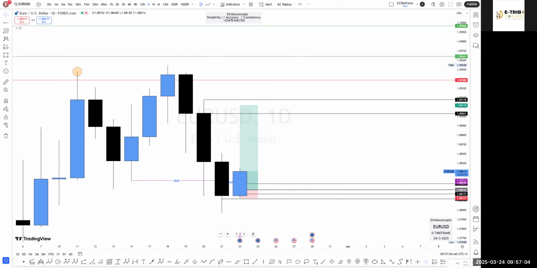Is there anyone who has a question or a different idea on that, or maybe a different view? Okay, so that's what I have on Euro USD.